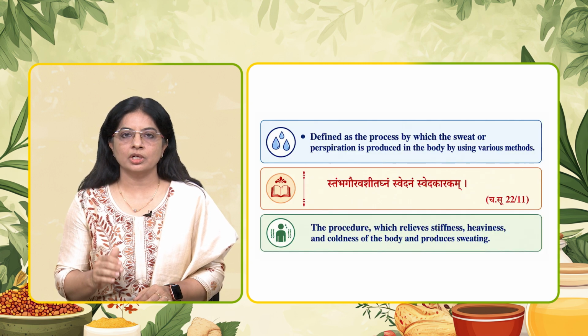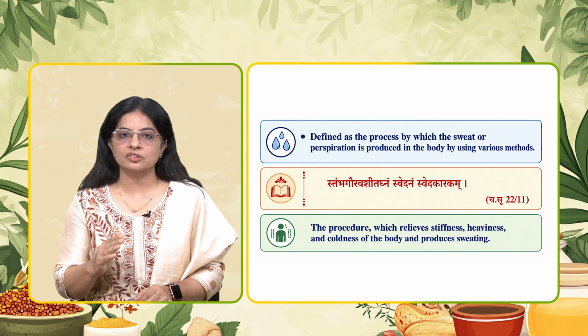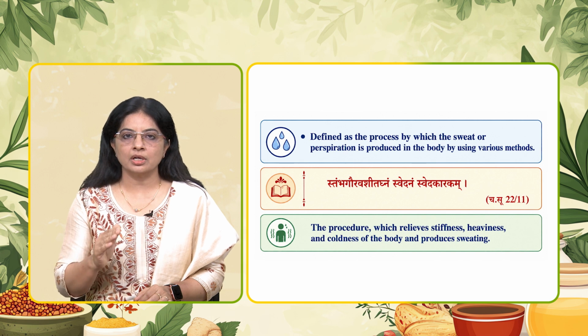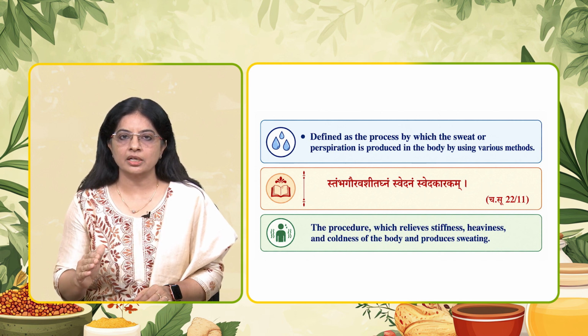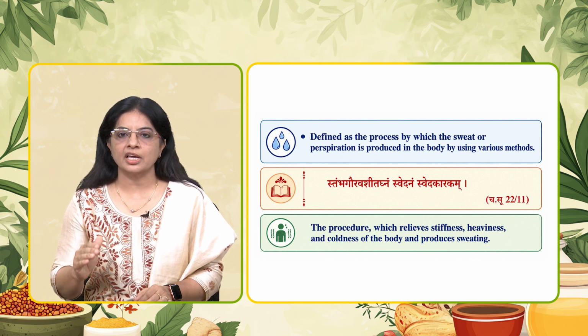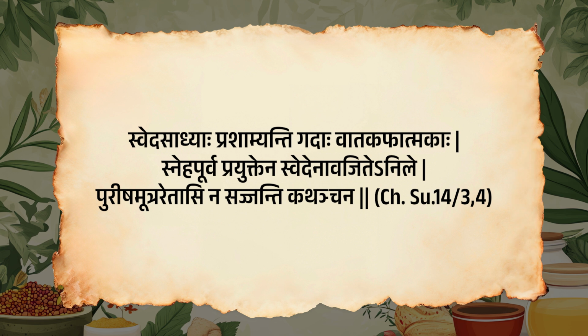Now, coming to the definition of Swedan. Swedan is defined as the process by which sweat or perspiration is produced by various methods. Acharya Charak has quoted that Stambha Gaurava Sheetaghnam Swedanam Swedakarakam. That means the procedure which relieves the stiffness, heaviness and coldness of the body and produces sweating is termed Swedan.